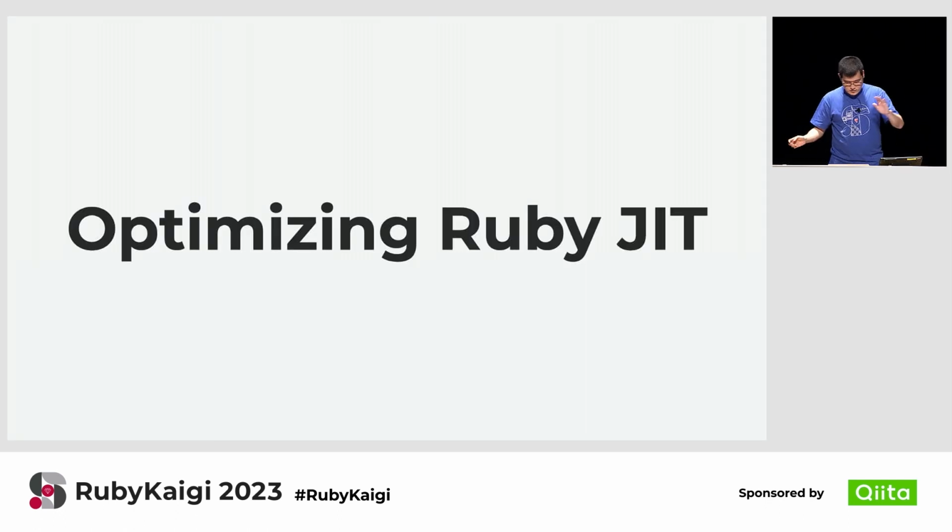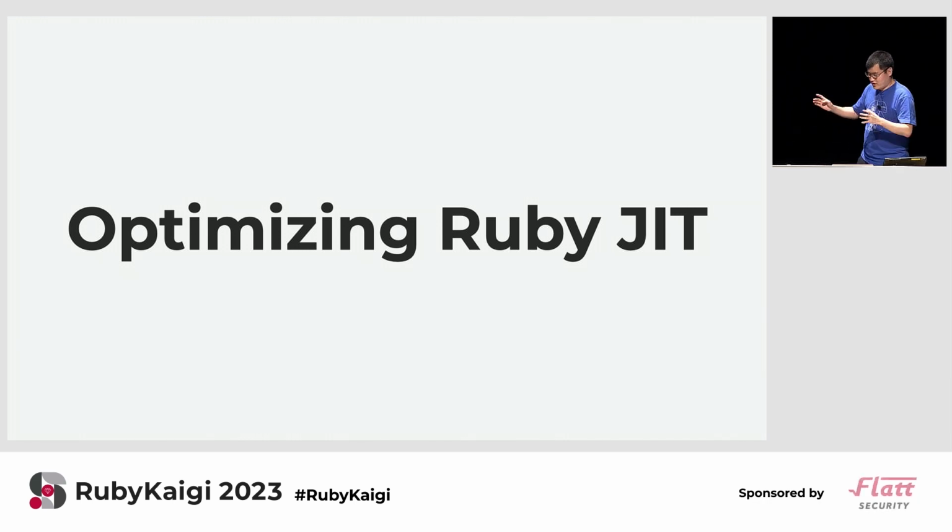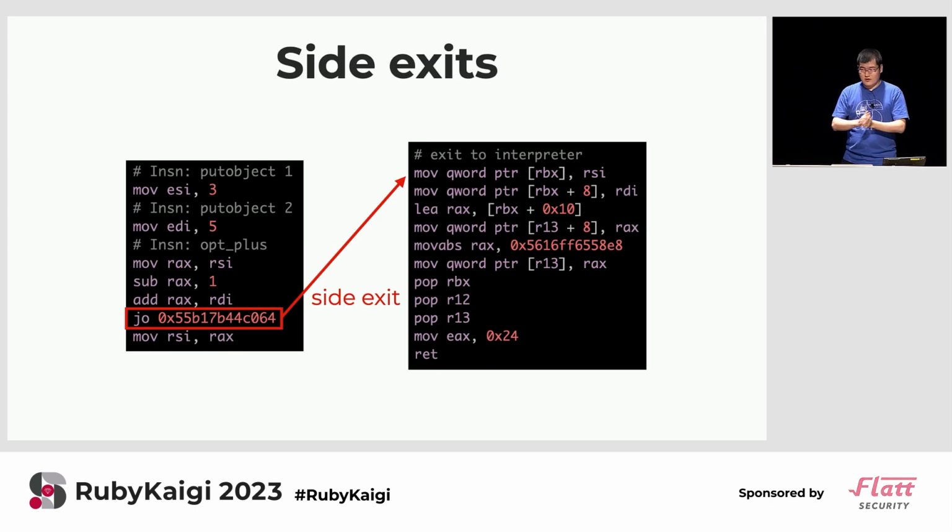So that brings us to the last section. I already went over the overview of how a Ruby JIT could be written, but now I'm going to explain what kinds of optimizations are possible if you start writing a Ruby JIT. The first thing is side exit.